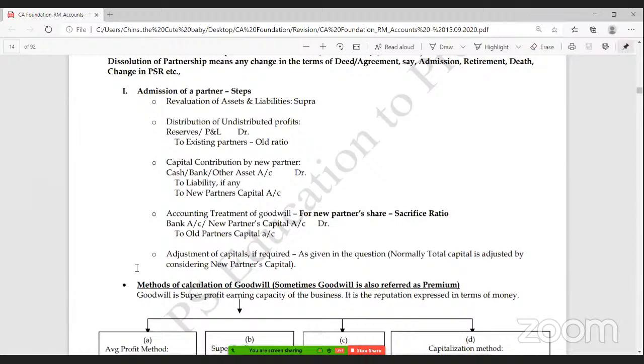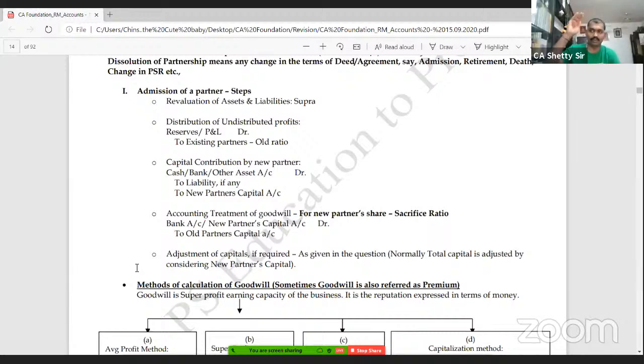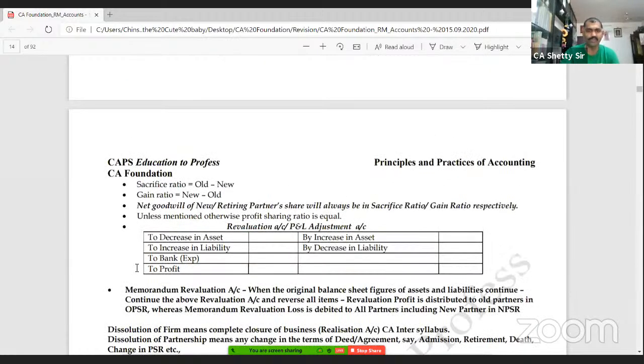Admission of a partner, steps. Revaluation of asset and liability: supra. Supra means as shown above. Whatever we have done above, the same thing you write in the format. Next.